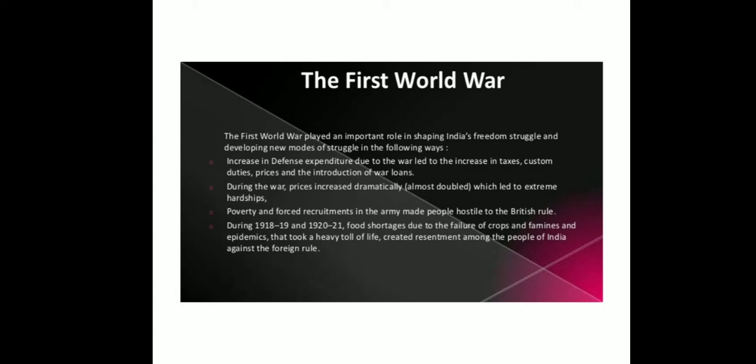During 1918-19 and 1920-21, food shortage due to the failure of crops, and famines and epidemics that took a heavy toll of life, created resentment among the people of India against the foreign rulers. Here, what they are saying is that during 1918-19 and 1920-21, there was a lot of shortage of food because of the failure of the crops. Crops were destroyed. A famine was there, a famine that is called अकाल in Hindi.